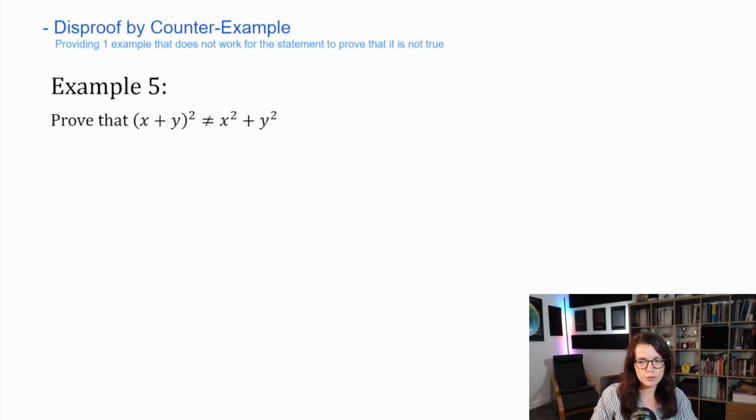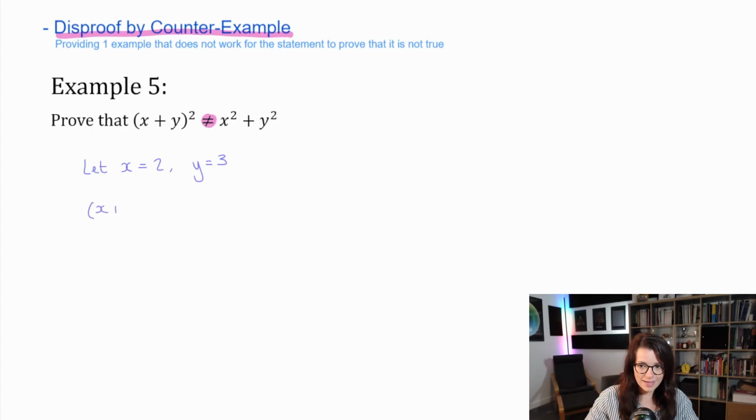Moving on to disproof by counterexample now. So example 5 says prove that x plus y, all in brackets squared, is not equal to x squared plus y squared. Now, as soon as you see something like not equal to, you can consider doing a disproof by counterexample. That means we just need to come up with one example that shows that the statement is not true. For example, we might choose x to be 2 and y to be 3.